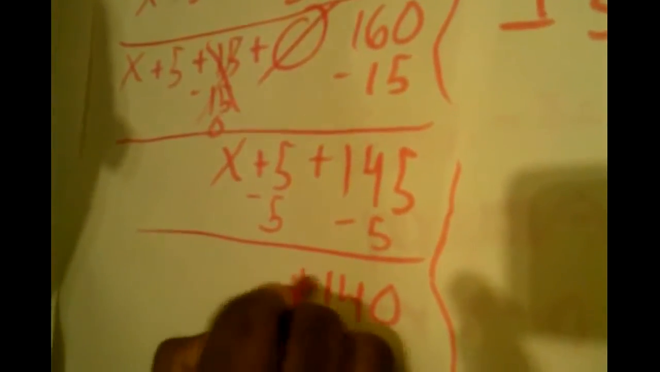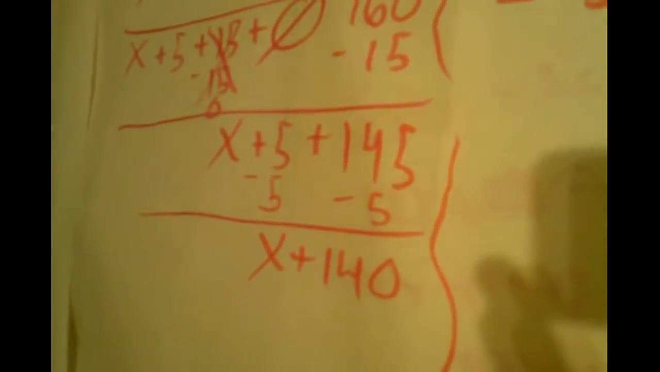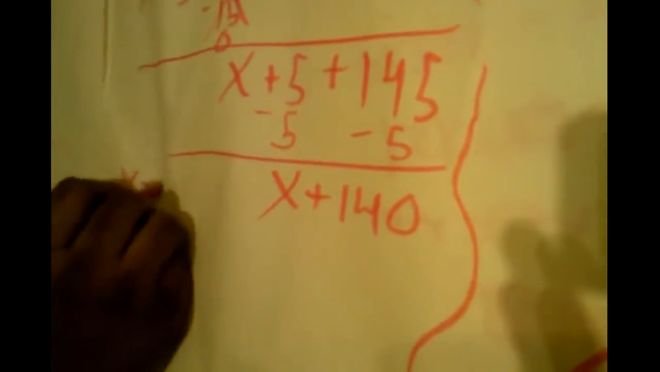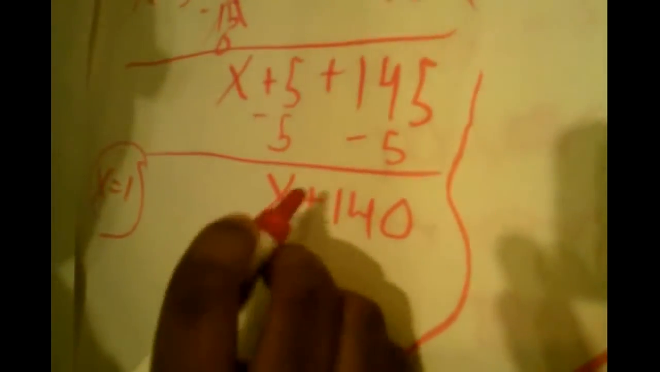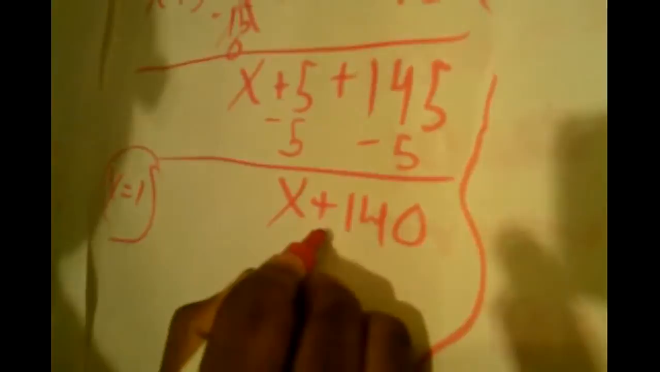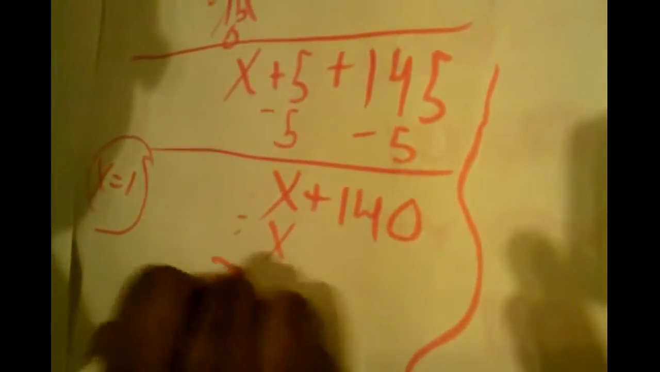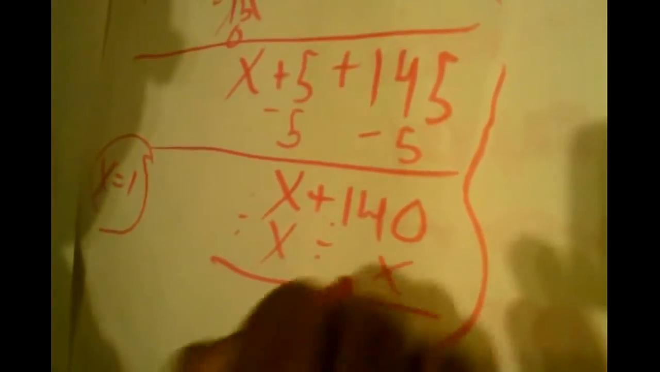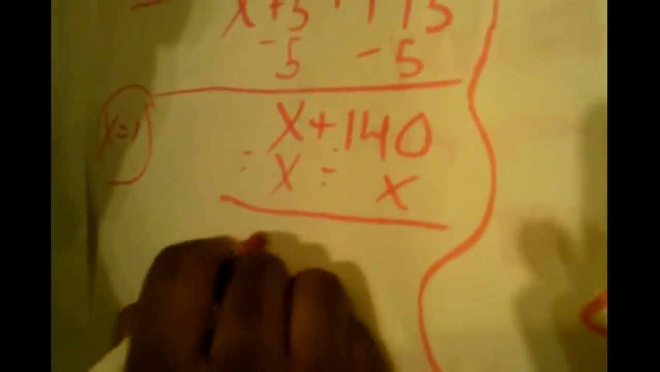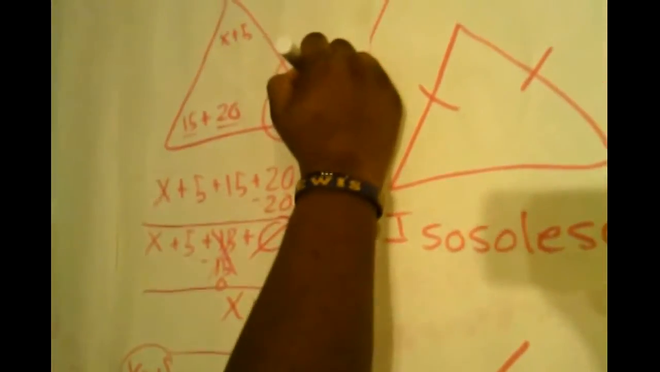x plus x. Now, x is 1. x will always equal 1. Then after that, you must divide. x divided by x. What's 1 divided by 1? 1. Good job. Now, what is 140 divided by 1? 140. Good job. x equals 140. All the way back. x equals 140.